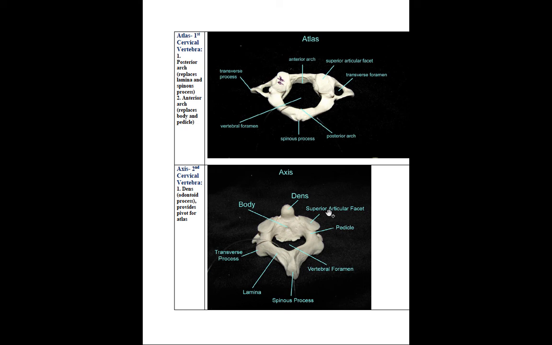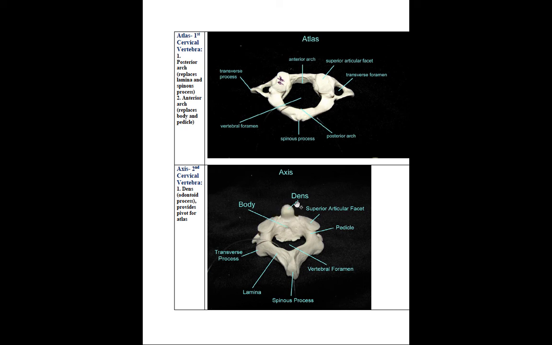Axis will be your cervical vertebra number 2, and the axis is going to have this big, protruding portion of the bone called the dens. You can also call it the odontoid process, but probably easier to remember the dens. So the dens here is actually going to articulate with the anterior arch of the atlas here. So it provides a pivot point for the atlas.